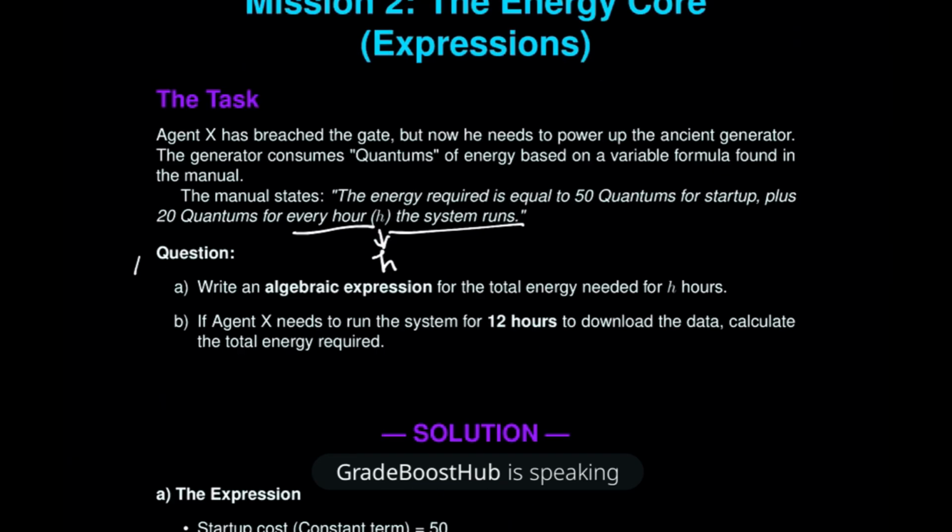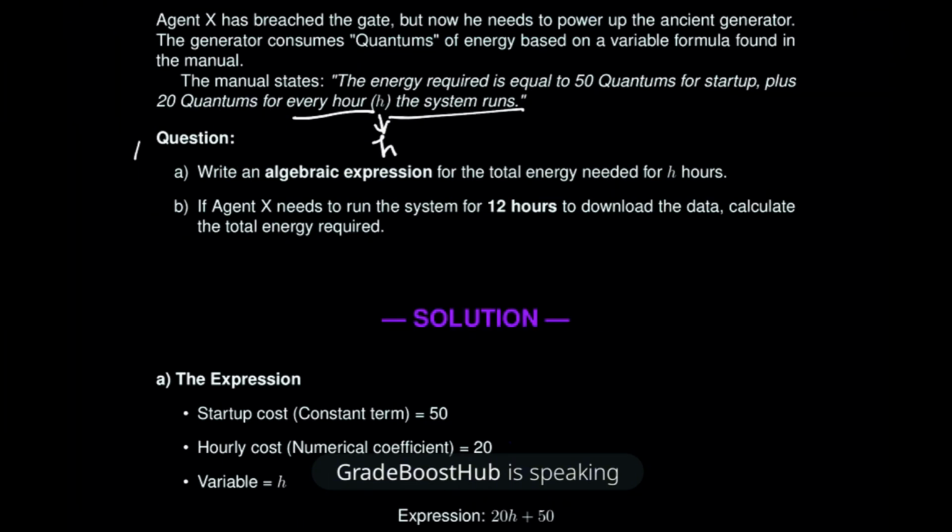So the question has 2 parts. Let's see each of them. Part A asks for an algebraic expression for the total energy needed for H hours. Part B asks, if Agent X needs to run the system for 12 hours to download the data, calculate the total energy required. Let's see.